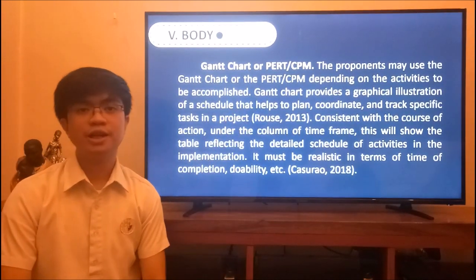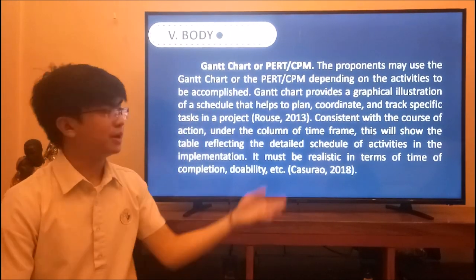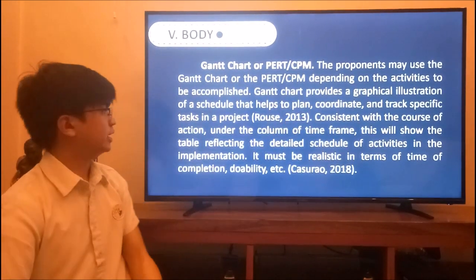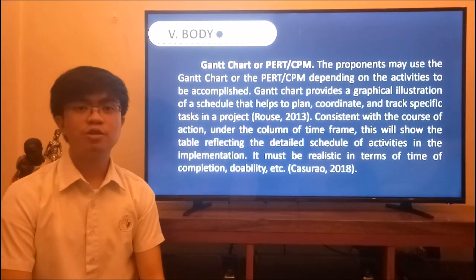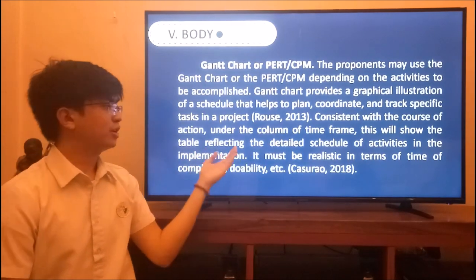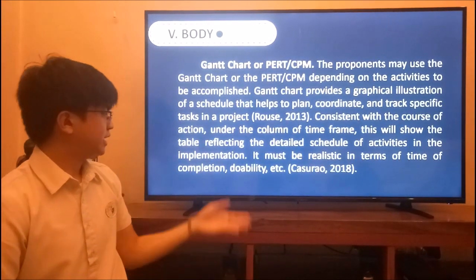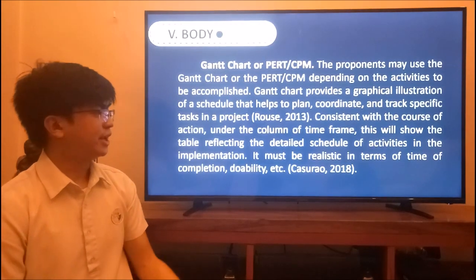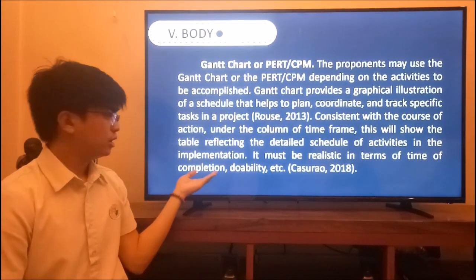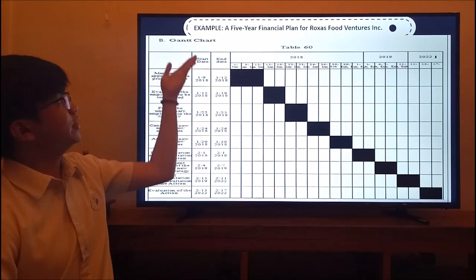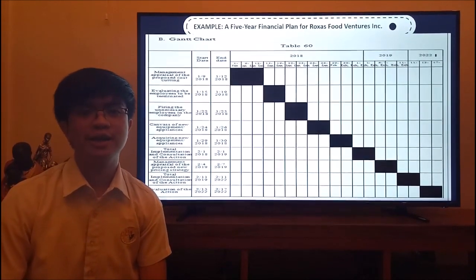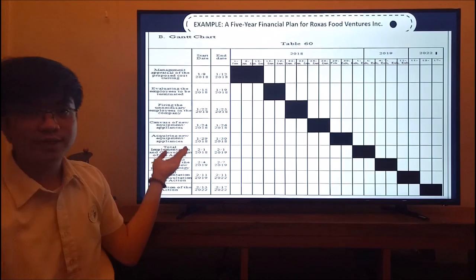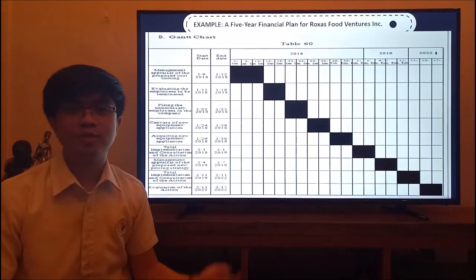A Gantt chart provides a graphical illustration of a schedule that helps to plan, coordinate, and track specific tasks in a project. Consistent with the course of action, under the column of time frame, this will show the table reflecting the detailed schedule of activities in the implementation. It must be realistic in terms of time of completion, doability, etc. Now, here's an example of a Gantt chart for a 5-year financial plan for Rojas Food Ventures Incorporated. This table contains the schedule of activities and the target time frame for them to be accomplished.